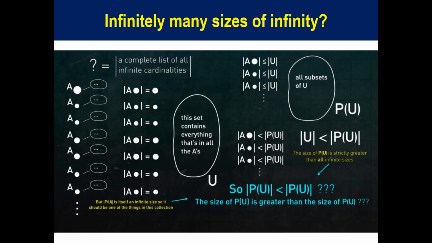However, this leads to many paradoxes and counterintuitive conclusions. One of the most troubling paradoxes is that there are infinitely many sizes of infinity, and this leads to another paradox: that a set should be greater than itself.